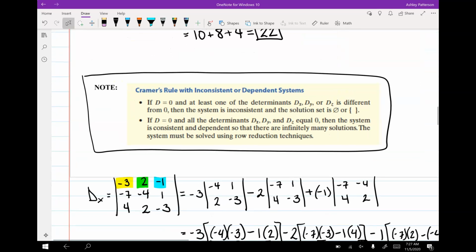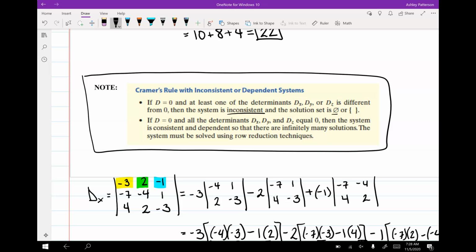I love puzzles. So, inconsistent versus dependent. So, if you find that your determinant is 0, right, we'd said that it can't be. So, let's say that we solve it and it is, and at least one of the d sub x, d sub y, or d sub z's is different from 0, then we say that your system is inconsistent, which means there is no solution. So you either say that it's the empty set, right? Or we can say no solution.